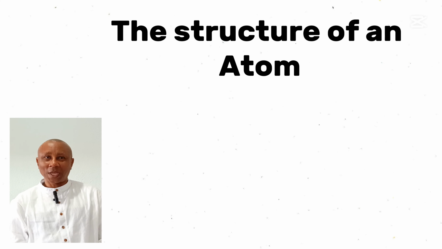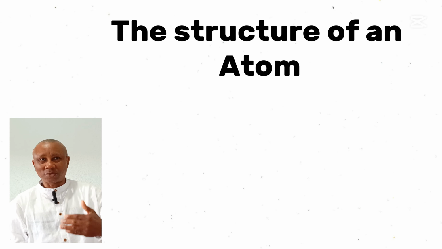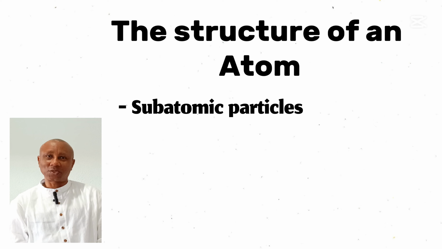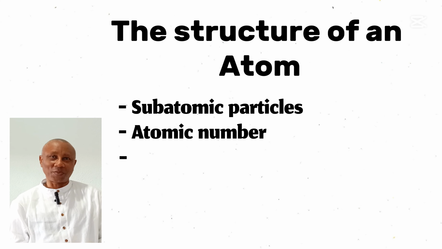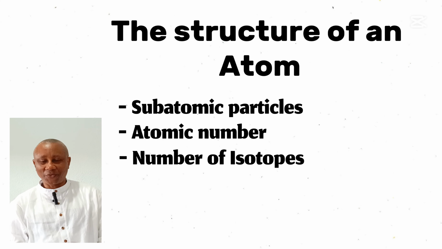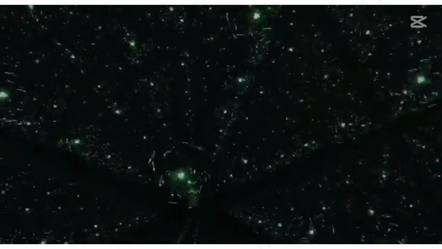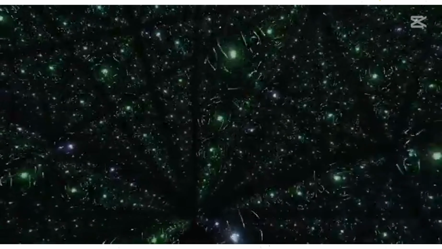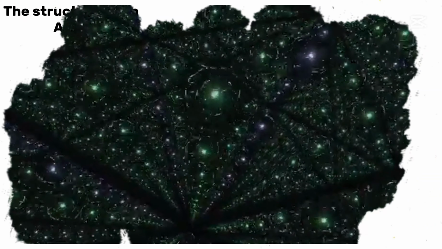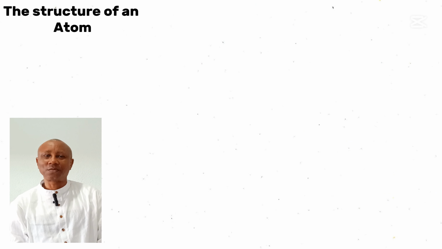We are in part 6, and today we are looking at the structure of an atom. We are also going to look at the subatomic particles in an atom, the atomic number, and the number of isotopes. In our previous lessons in part 2 and part 4, we learned about matter and the elements and that they are made up of tiny particles called atoms. Atoms may be tiny, but understanding them is key to unlocking the secrets of chemistry.